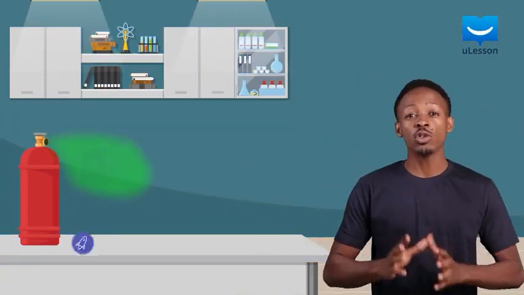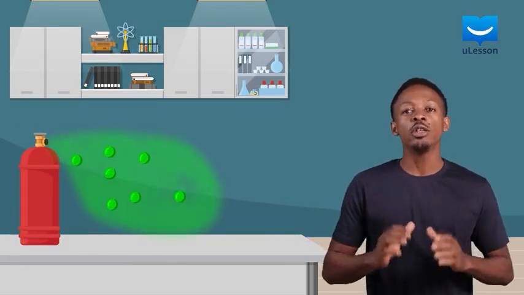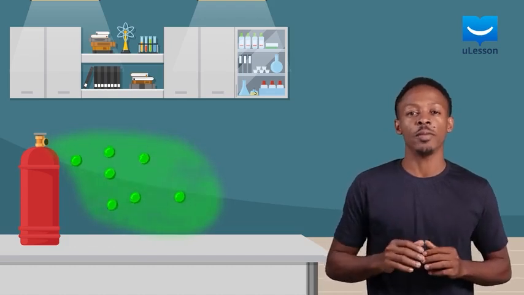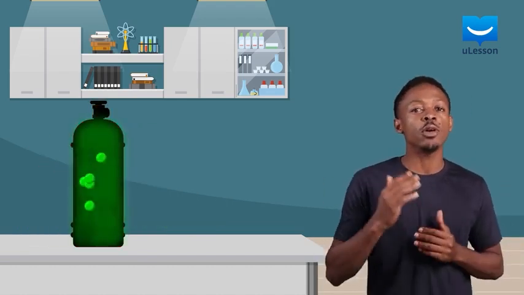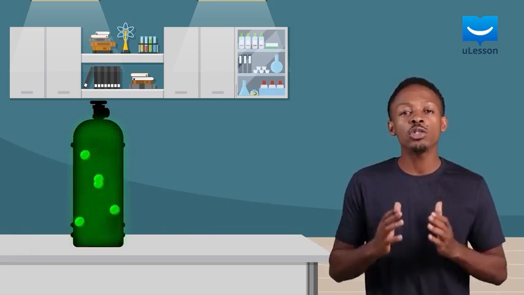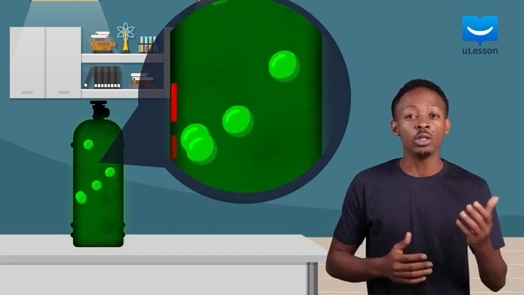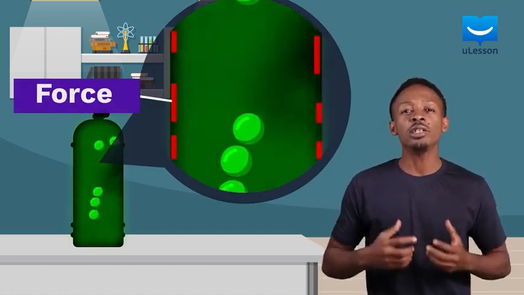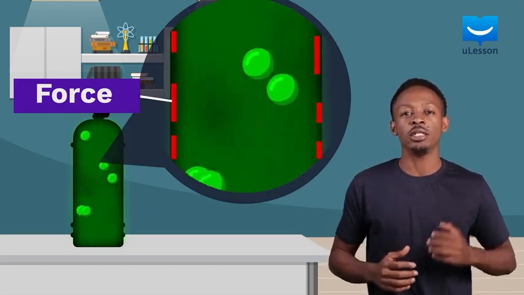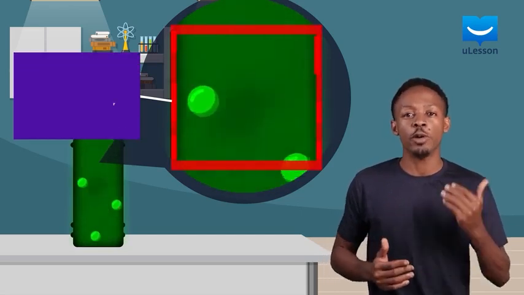Gases, which are also fluids, are made up of tiny particles called molecules that are constantly moving due to their kinetic energy. When concealed in a container, these molecules will keep colliding with one another and also with the walls of the container. As these molecules collide with the walls of the container, they will exert a force on the walls of the container as a result of their kinetic energy.